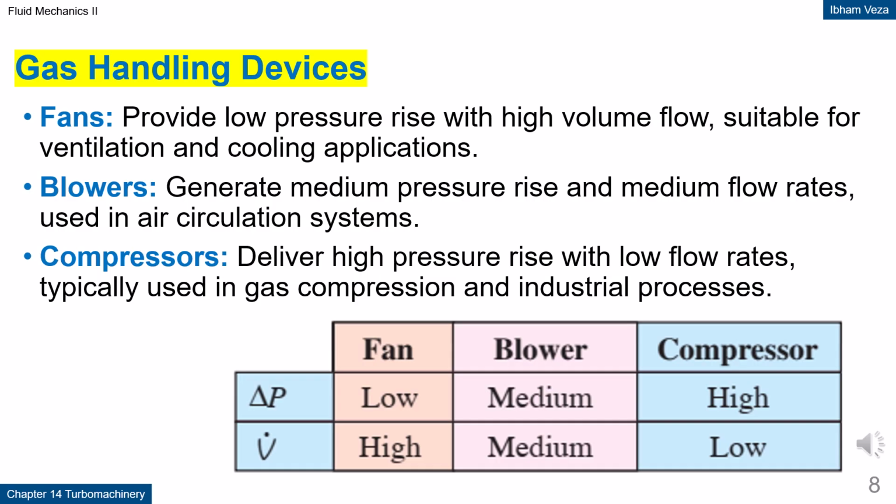Gas handling devices. This slide classifies gas handling devices into fans, blowers, and compressors based on pressure rise and flow rate. Fans produce a small pressure rise but a large flow rate and are commonly used for ventilation. Blowers operate in the middle range with moderate pressure and flow rate. Compressors produce a large pressure rise, but with a relatively smaller flow rate. This classification is important for selecting the right device for a given system.